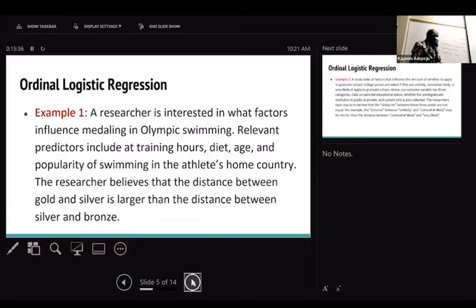Look at that. The distance between small and medium is different from the distance between medium and large, and different from the distance between extra large and large. Look at that. These are ordered.